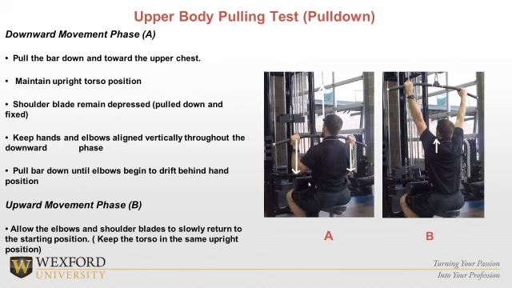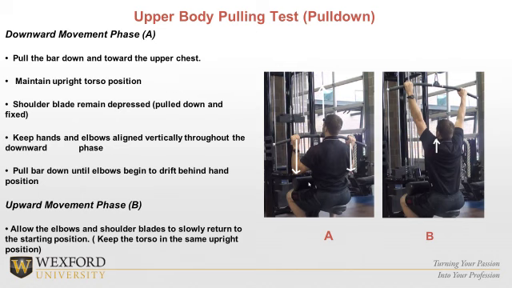You're going to pull down just below the chin. The bar is pulled down until the elbows begin to drift behind the hand position. But that's what you want to keep from doing. You see a lot of people in the gym will pull it all the way down. Their shoulders start doing internal rotation, and the elbows move back behind the body. You don't want to do that.